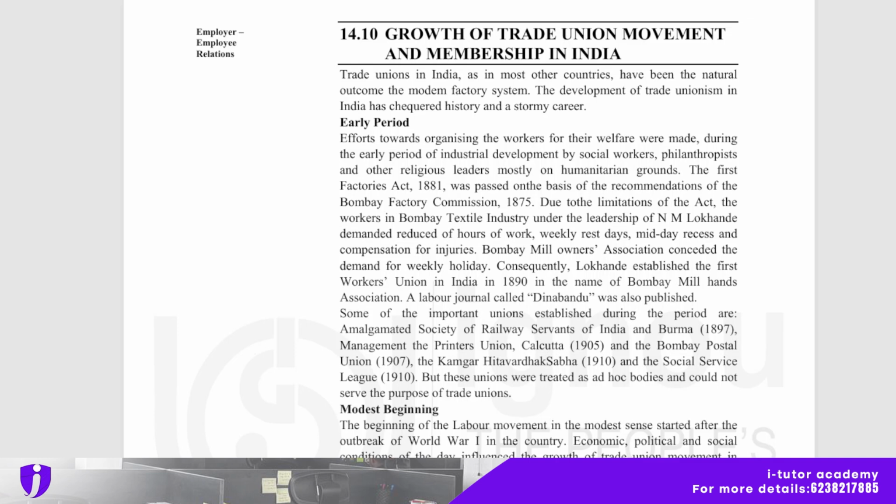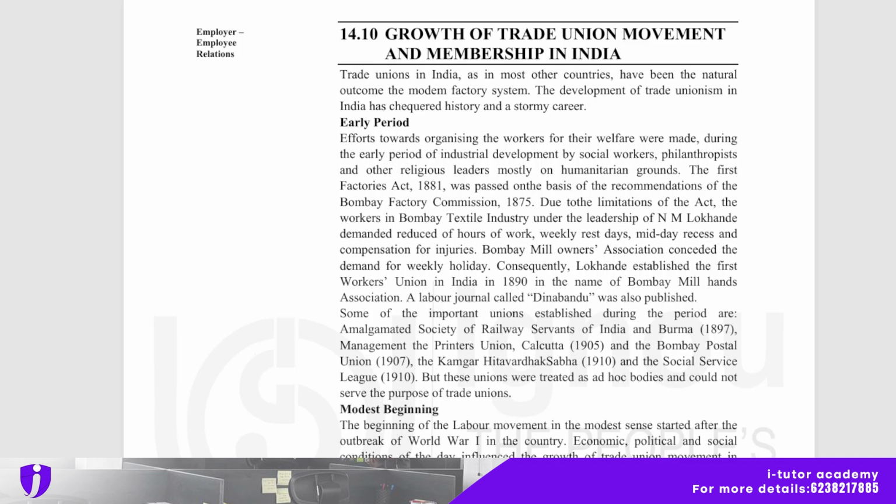In today's session, we will start with Unit 14, subsection 10, and it starts with the growth of trade union movement and membership in India. Trade unions in India, as in most other countries, have been a natural outcome of the modern factory system. The development of trade unionism in India has a checkered history and a stormy career.